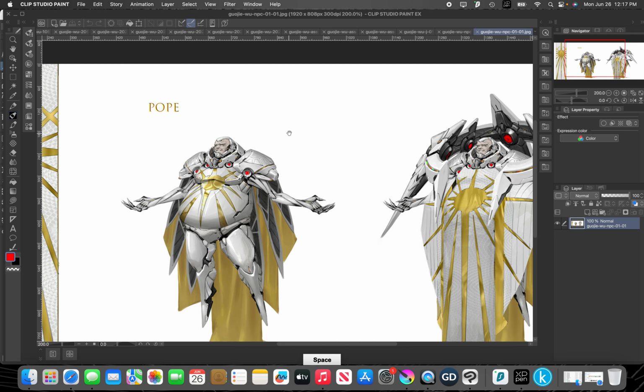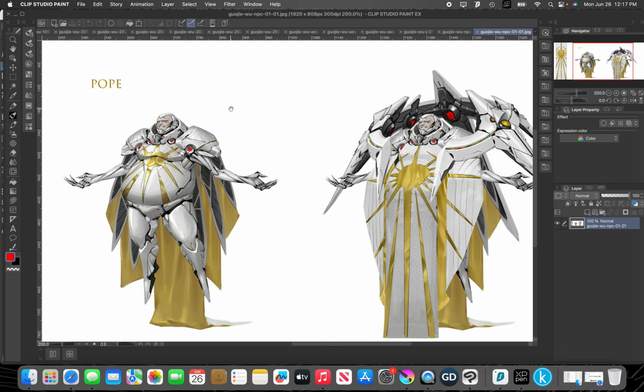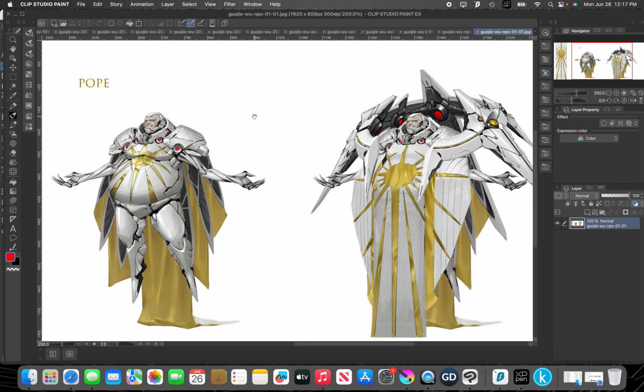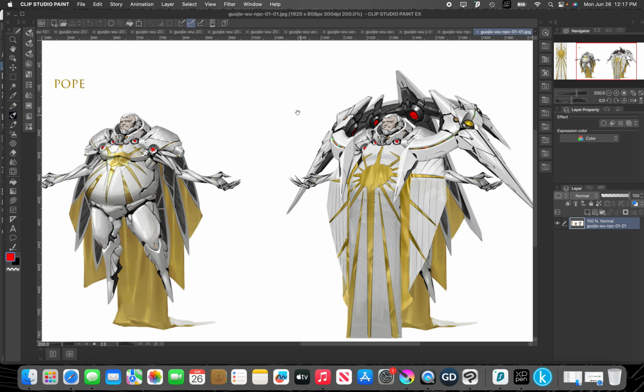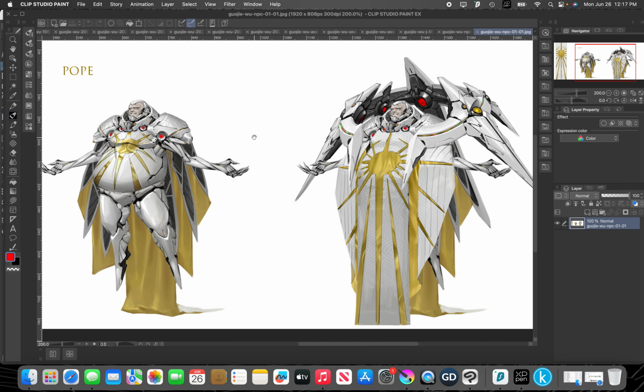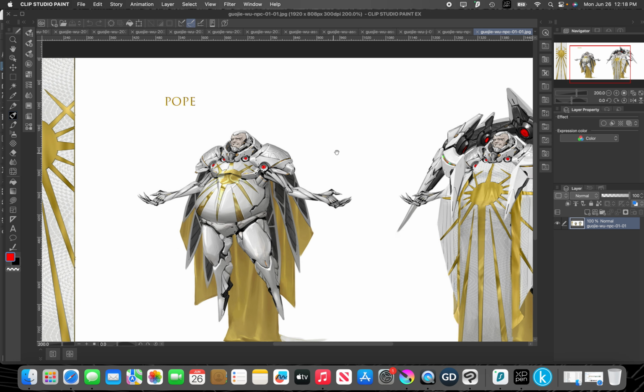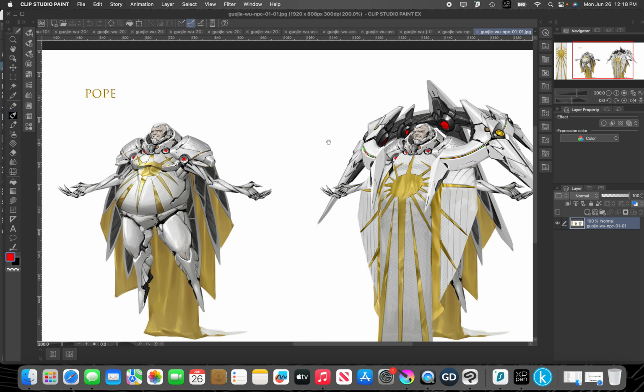I mean, this is a crazy drawing of the Pope. It's like Metal Gear Pope or something. I like this. It's pretty cool. Although I'm curious what the story is. I don't really get it, but it's very cool.